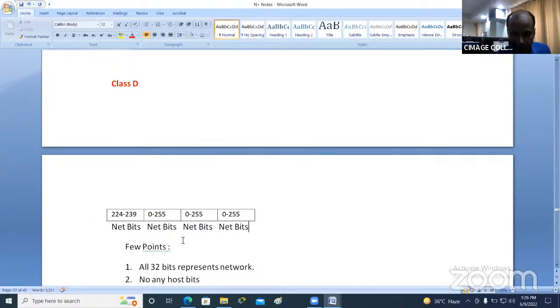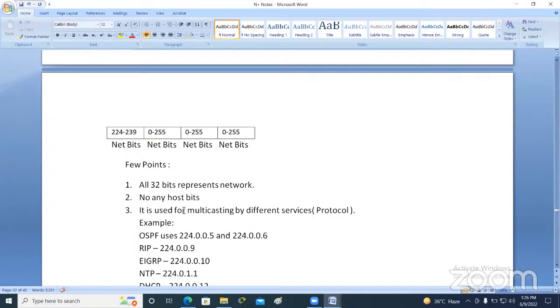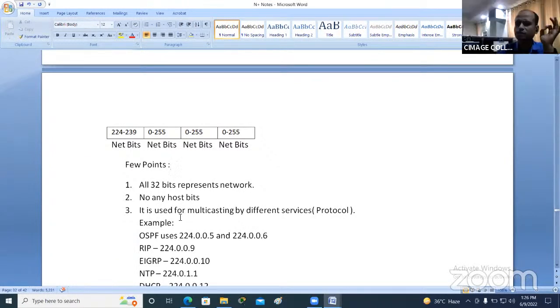If all are representing network bits, it means there is no host. Then what is the use of this class? See, all 32 bits represent network, no host bit. So it is used only for multicast transmission, multicasting.